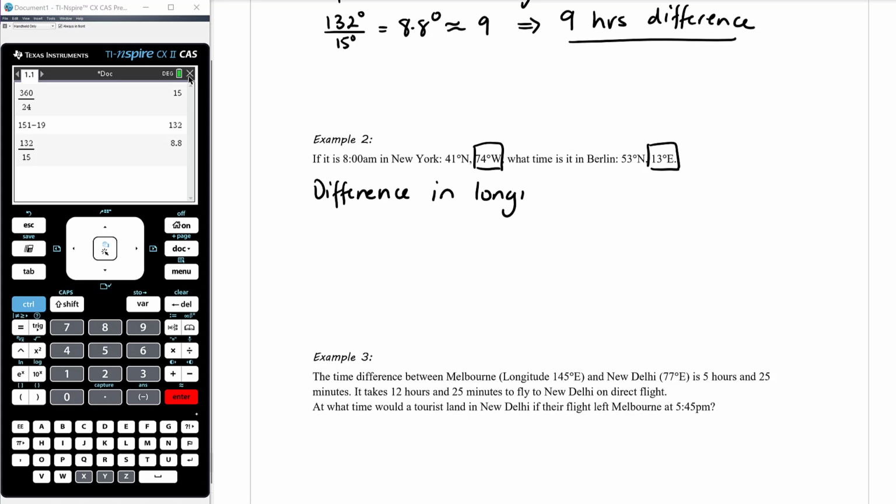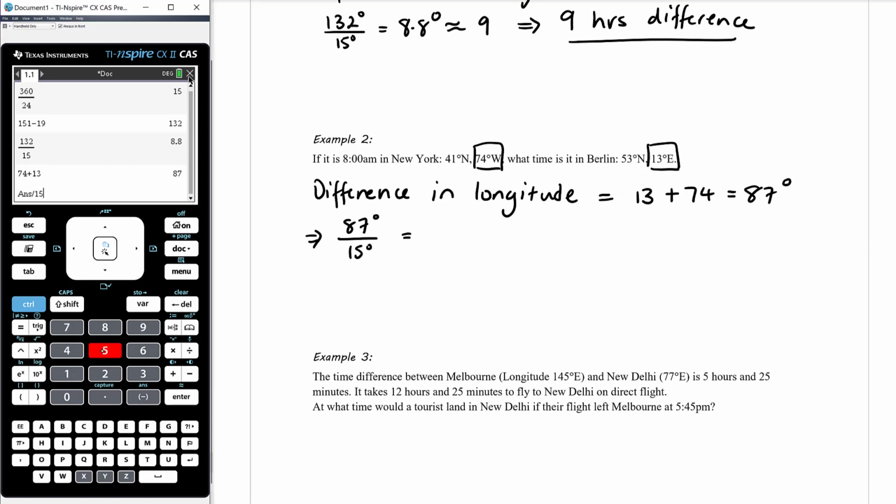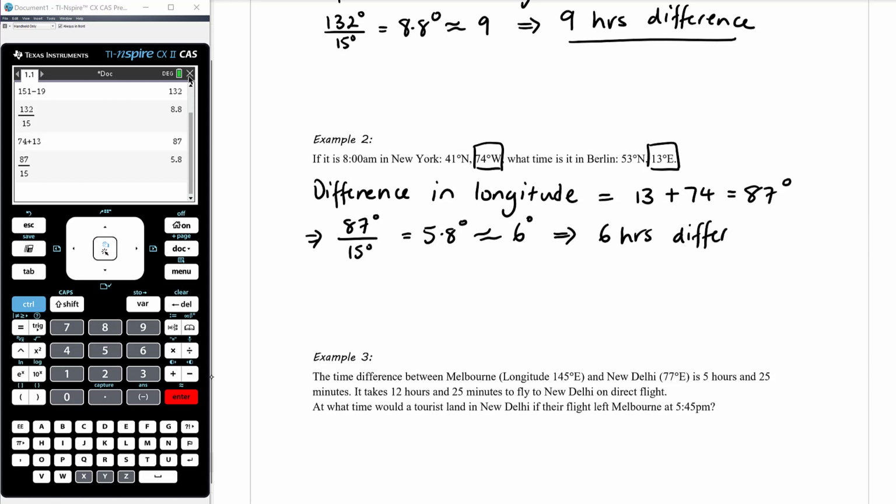Okay, so we want to know the difference in longitude, but in this case we're going to need to add. We're going to need to add the 13 degrees east onto the 74 degrees west to work out the actual angle between those two cities. Okay, so 74 plus 13 is going to be 87 degrees between them. And so therefore we want to work out how many lots of 15 degrees is in 87. So dividing by 15, Control Enter, it's 5.8. And so that's approximately 6, which means we have 6 hours difference between Berlin and New York.